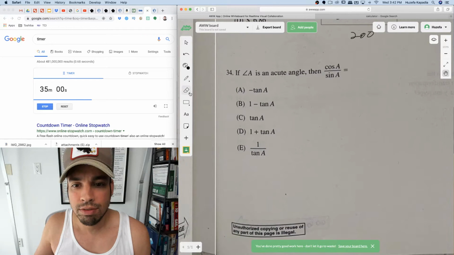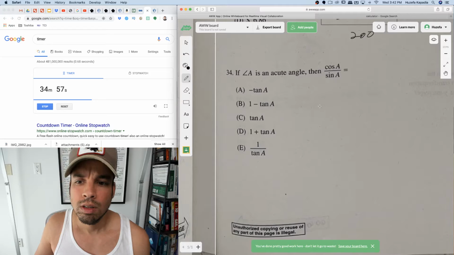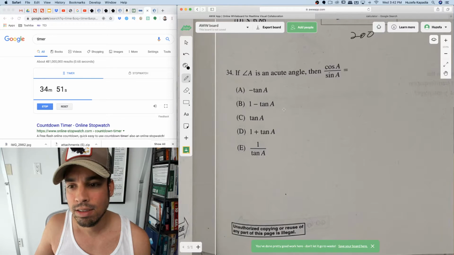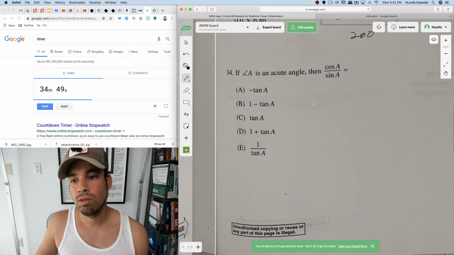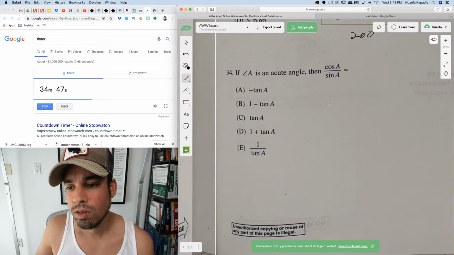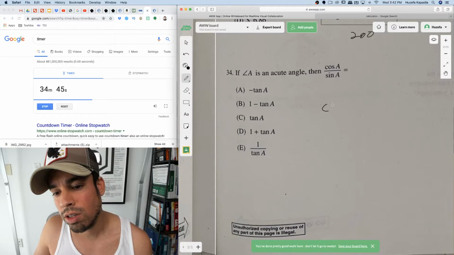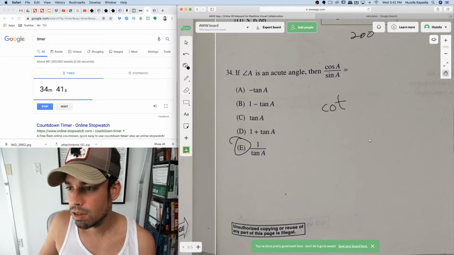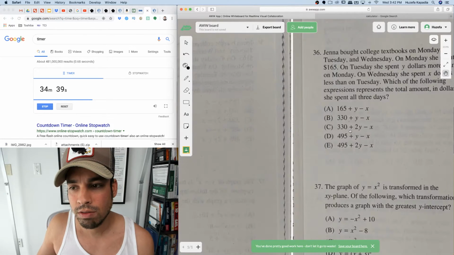Okay, if A is acute, then cosine over sine equals cotangent. Wait. It's an acute angle. Cosine over sine is cotangent. Oh, it's this. It's 1 over tangent. Yeah, just the inverse of tangent.